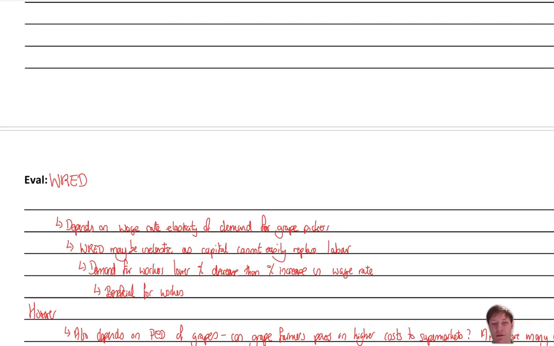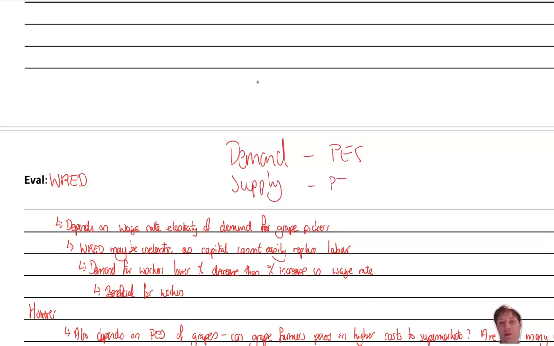Ultimately, if you want to evaluate the shift in a supply curve, you can then use the elasticity of demand to show what the effects will be. So if you've got a demand shift, you can use PES. If you've got a supply shift, you can use PED. It's the opposite curve which determines the exact proportions of the changes to price and quantity. Now in the labour market that's no different, but instead of using PED and PES, we're using the wage rate elasticity of demand and supply.